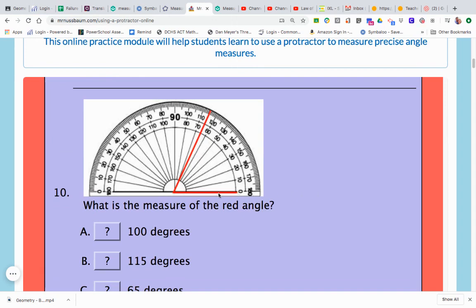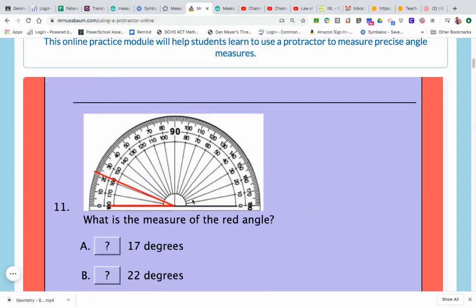All right, initial side over here. So you see it's kind of the same. The very first thing I got to do is find the initial side. This protractor is already set up. The one we're about to do, we're going to have to manipulate it to find the initial side. But this one, initial side 0 is here. So it'll be 50, 65.